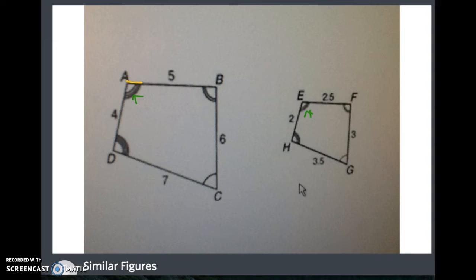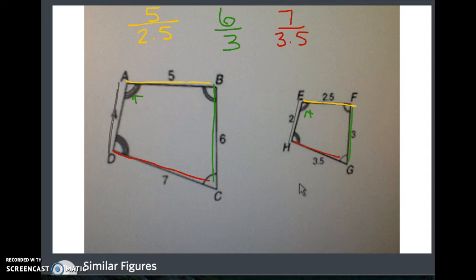So let's start with 5, which matches up with 2.5. I'll write that out, 5 over 2.5. That's one of them. Looking at these sides that match up, we have 6 matches up with 3. There's another one. Let's take another one, the bottom slant. We have 7 matches up with 3.5. And if you notice, I'm always starting with the bigger one and then going to the smaller one. You could do vice versa. And then the last one, we have 4 matches up with 2.